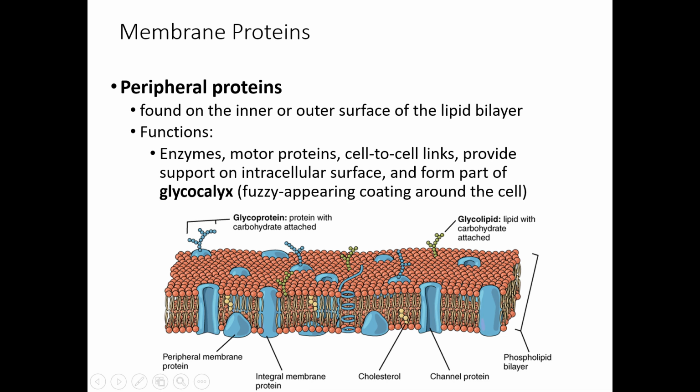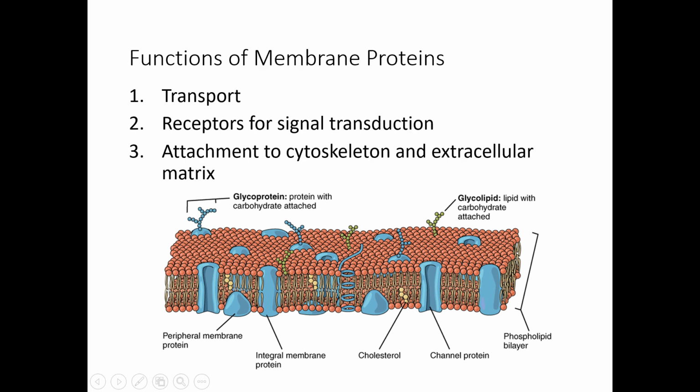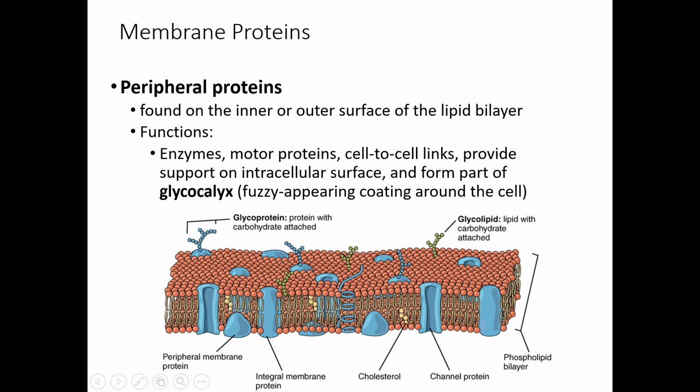Now we also have peripheral proteins. Peripheral proteins mostly can be seen from one side of the membrane only, on the inner or on the outer surface. Functions: they can work as enzymes, also speed up chemical reactions. They can work as motor proteins, cell-to-cell links, provide support on the intracellular surface, and in details we'll talk about all of those functions a little bit later.